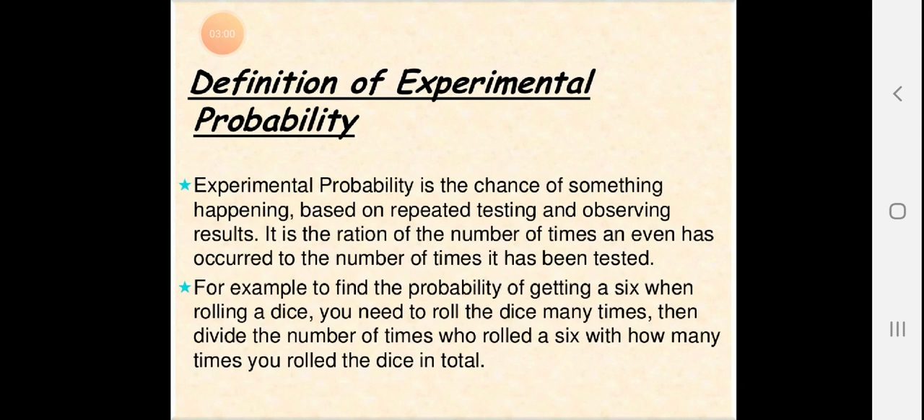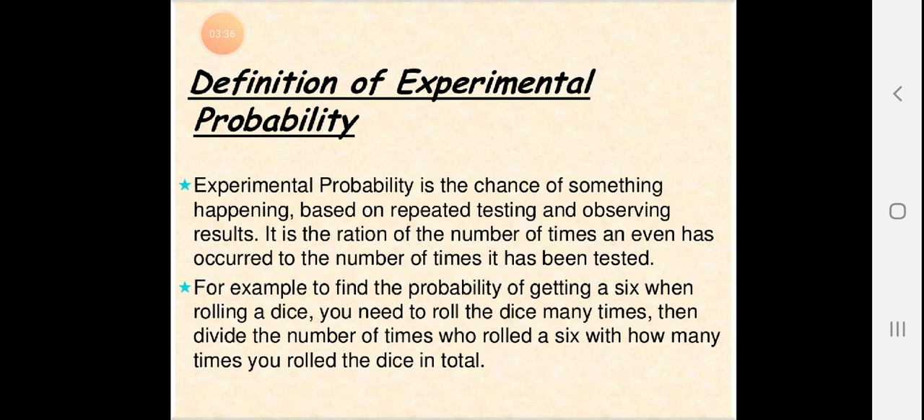Now, the definition of experimental probability. Experimental probability is the chance of something happening based on repeated testing and observing results. It is the ratio of the number of times an event has occurred to the number of times it has been tested. For example, to find the probability of getting a 6 when rolling a dice, you must have been playing Ludo or snake and ladder. You all have seen a dice.